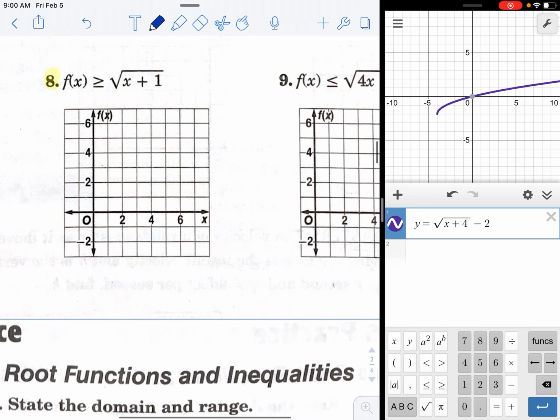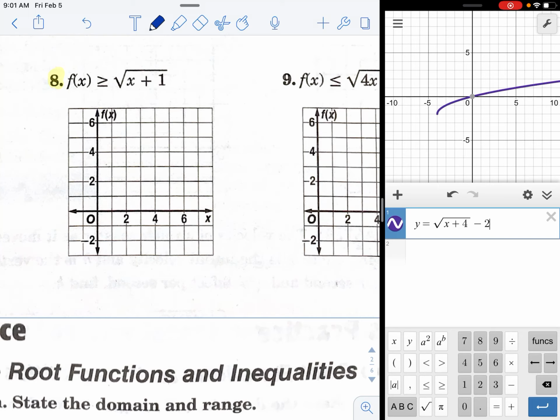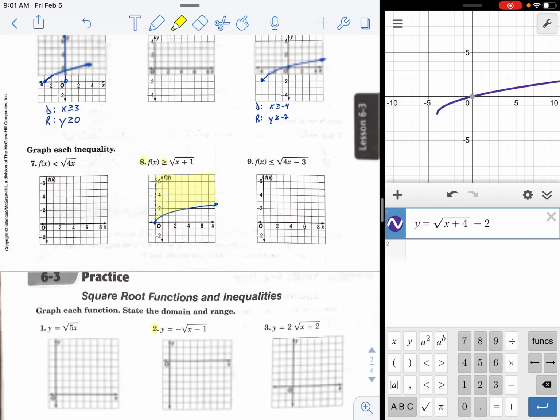Now number 8 is our first inequality. If we were doing this without a calculator, there'd be several things that go into it. First of all, our parent function, which is square root of x, has a +1, which is going to move it to the left 1. There is an equal sign involved in the inequality, so I do draw a solid line. And the fact that there is a greater than in this problem means that I need to shade above. So like from here over, I shade above. So my graph should look like that.